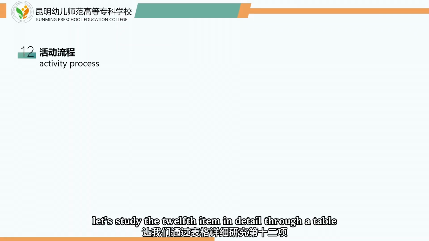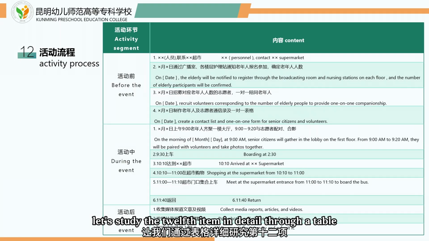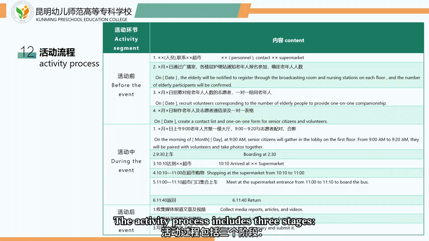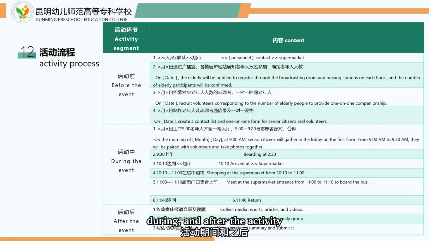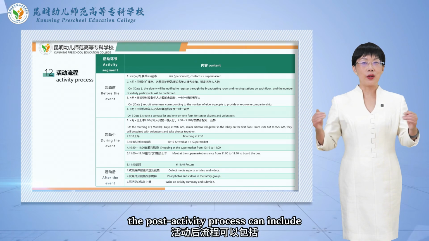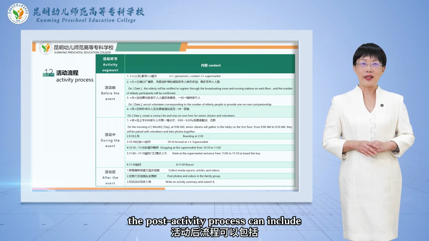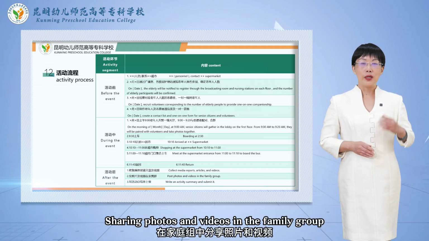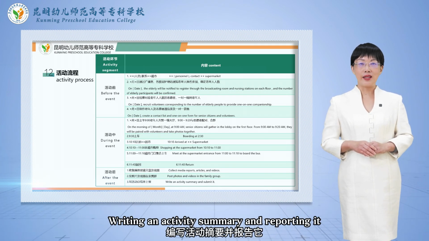Next, let's study the 12th item in detail through a table, writing the activity process. The activity process includes 3 stages before, during, and after the activity. For example, the post-activity process can include collecting media coverage, articles and videos, sharing photos and videos in the family group, writing an activity summary and reporting it.